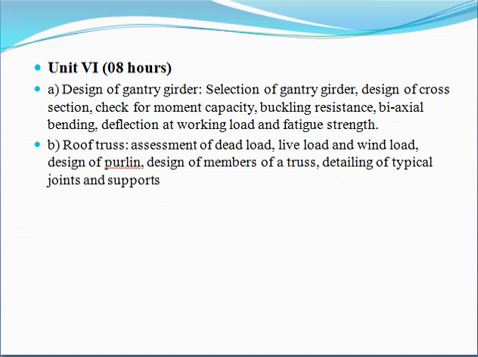Now B part is roof trusses. This is also one of the most important parts in structural design, that is design of the roof truss. In the design of roof truss we will see assessment of dead load, live load and wind load. For that assessment we have to use IS 875 part 1, part 2 and part 3. IS 875 part 1 is for dead load, part 2 is for live load and part 3 is for wind load. Again we have to design the purlin and the members of the truss.